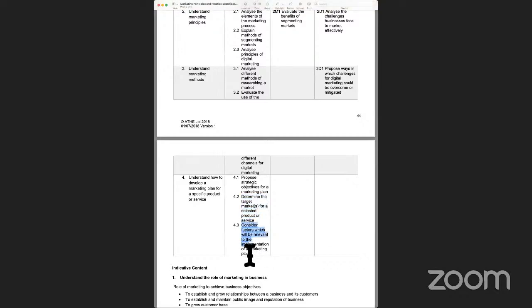The second assessment criterion talks about determining target markets for selected products. That means the process of segmentation, looking at how we shortlist, as a company, markets for selling our products, and how we target consumers. And then the last part looks at taking into account factors which could be relevant for the implementation of this marketing plan.